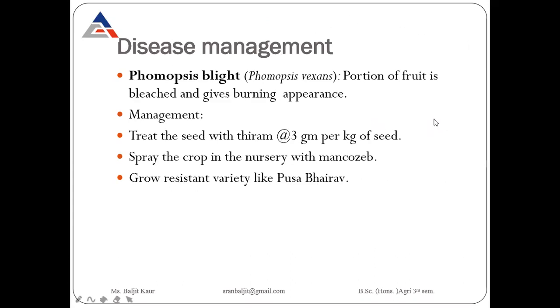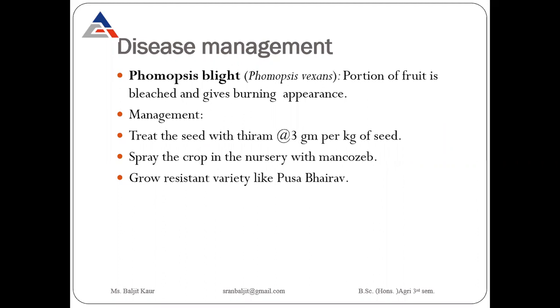Now, some of the problems that are associated with brinjal, firstly the diseases. Okay, so Phomopsis blight is the major disease of brinjal. The scientific name of Phomopsis blight is Phomopsis vexans. So this blight bleaches the fruits. When there is an attack of Phomopsis blight, the fruits get bleached and they give a burning appearance, right?